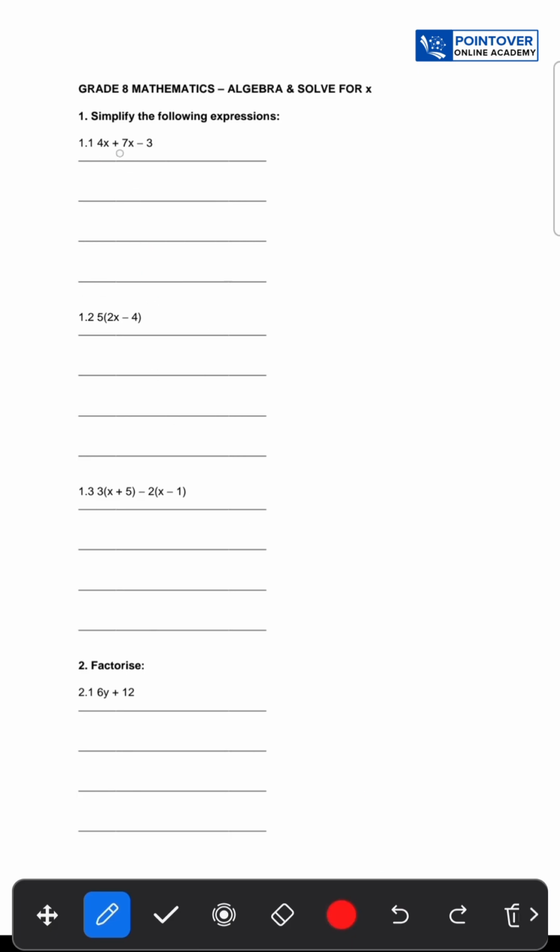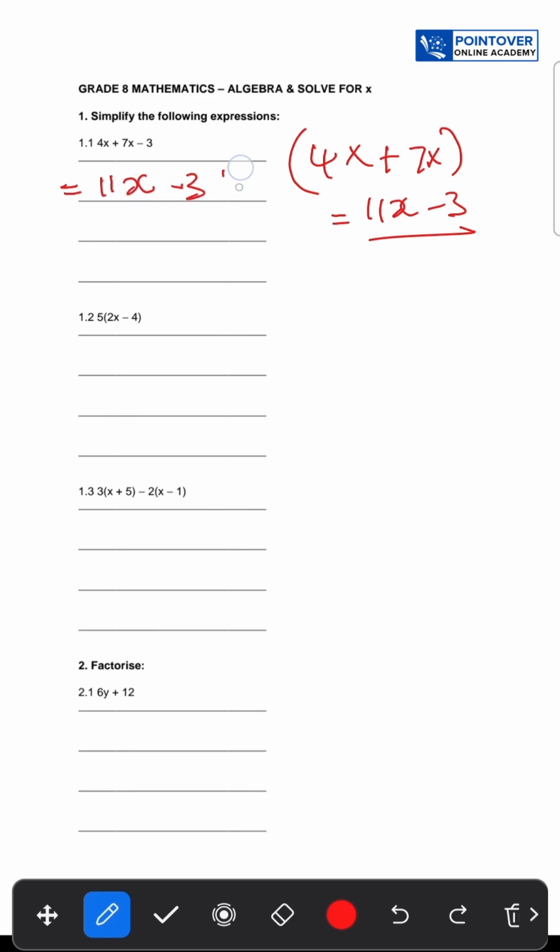So we are given 4x plus 7x minus 3. Do notice that your 4x plus 7x, they are your like terms. Therefore, if you add these two, they're going to give you 11x minus 3. Right, so that's going to be your answer. It's going to be 4x plus 7x, which is 11x minus 3. And there you have it, your first answer. All right, let's move to number two.